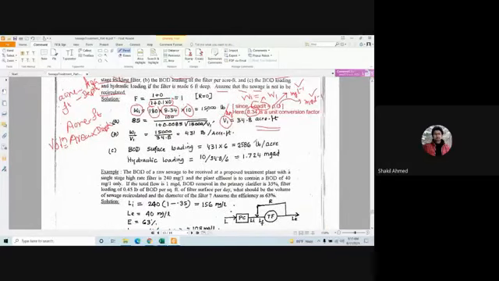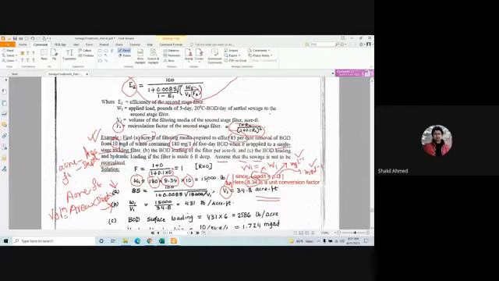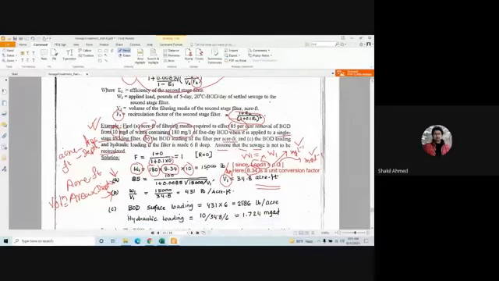Did I make it clear? Yes, sir. Okay. Now, in the second part of the problem, part B, they're asking the BOD loading of the filter per acre feet. BOD loading of the filter per acre feet. Per unit volume, actually. So this is actually simple.